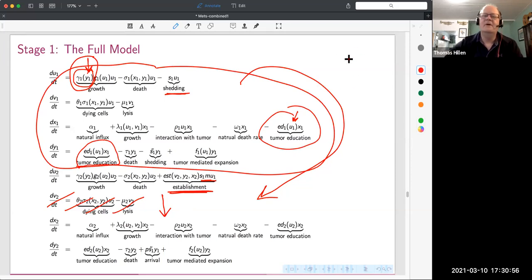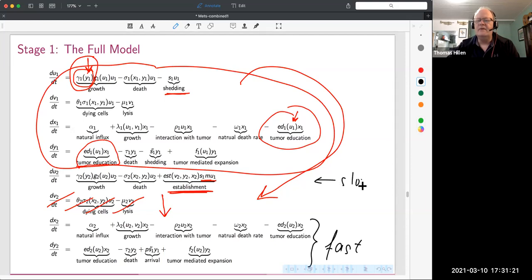And I wish I could change the color of my pen here. Oh yeah, there. Let's go with black. And then these are fast. If you look at the parameter values, the immune dynamics is fast. It responds within hours. Whereas the cancer growth, the other remaining equation, is slow. Cancer grows on the timescales of days, weeks, months, years, or super slow.